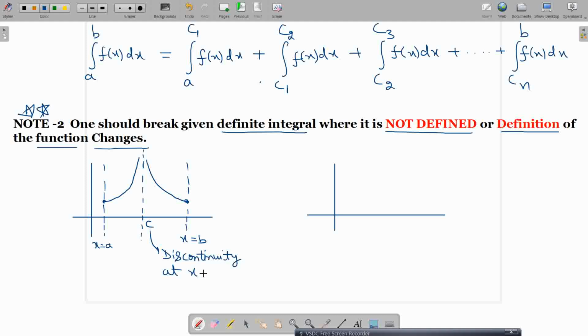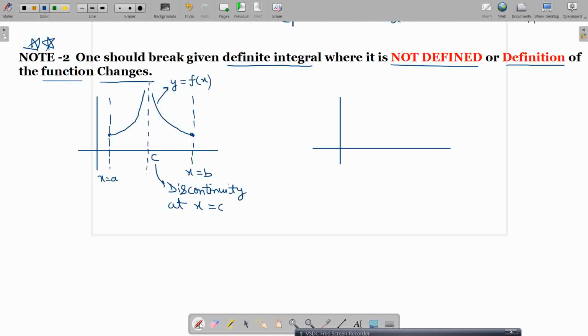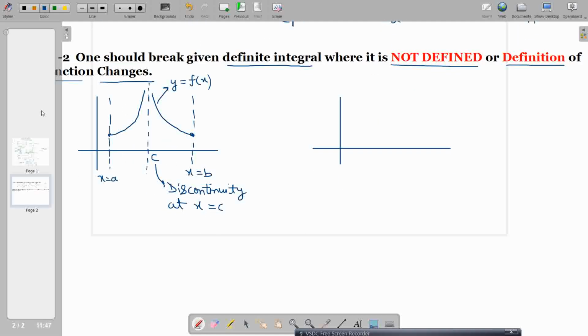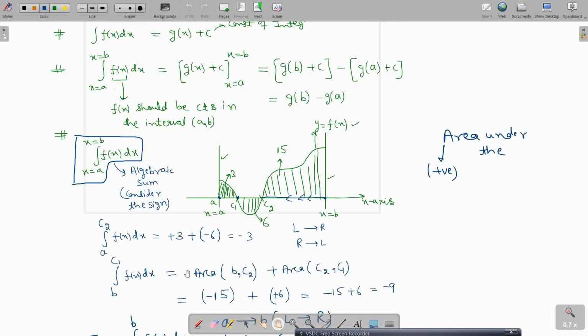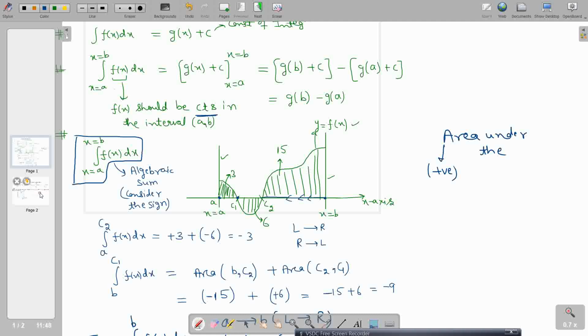Discontinuity at x equals c. Now, can we do the integration of this function? This is again y equals f of x, some function. I told you that f of x should be continuous in part 1, right? But here the function is not continuous.